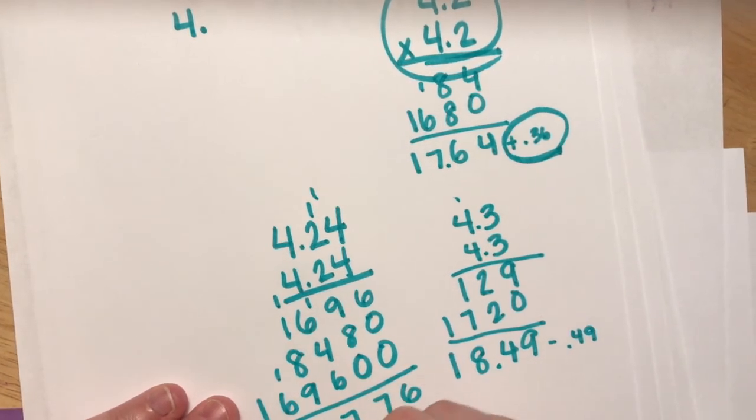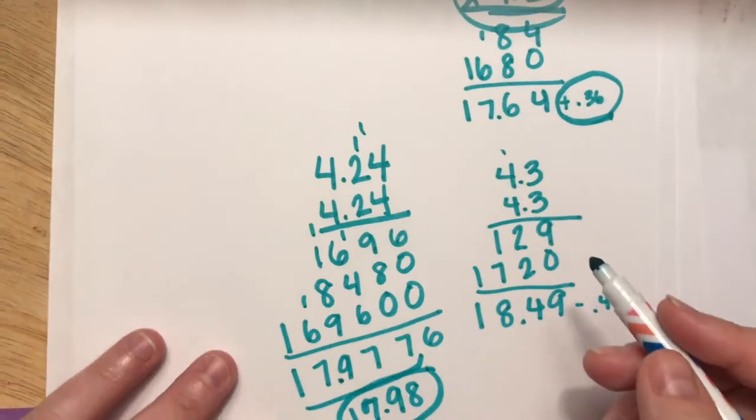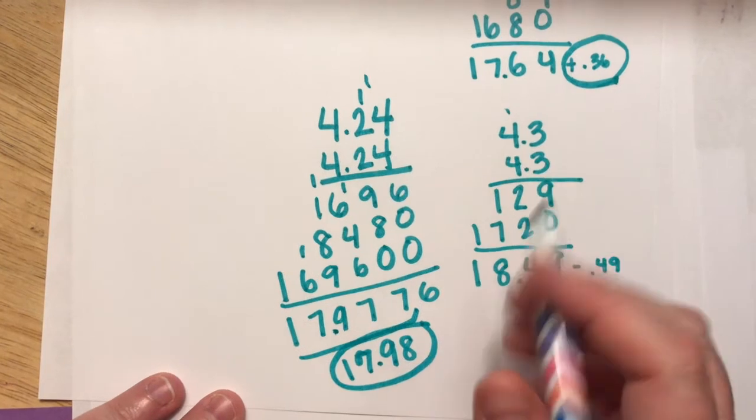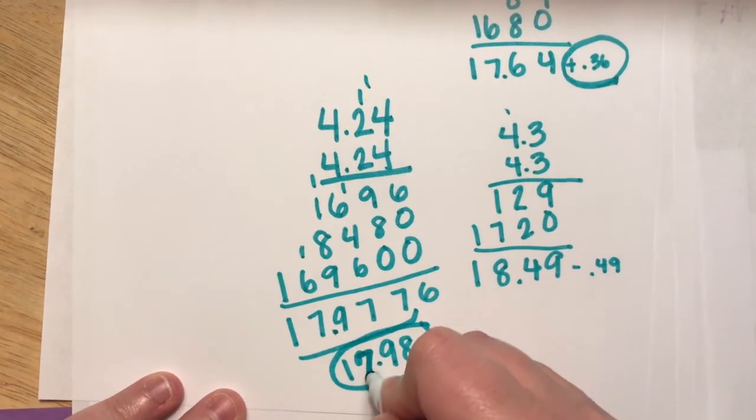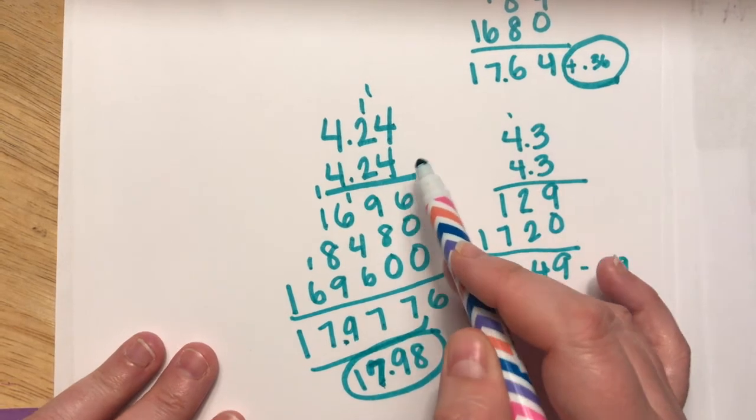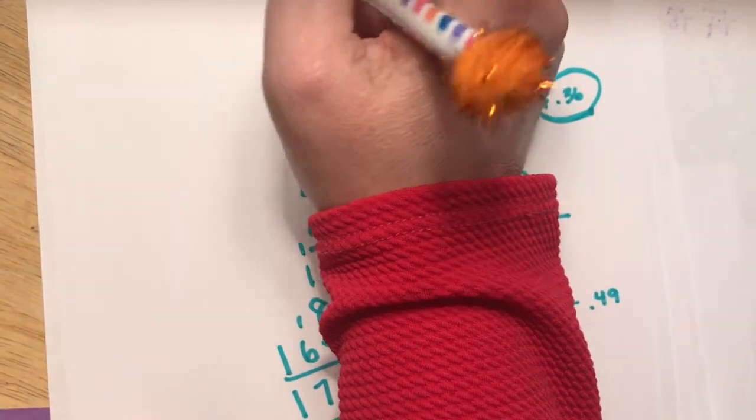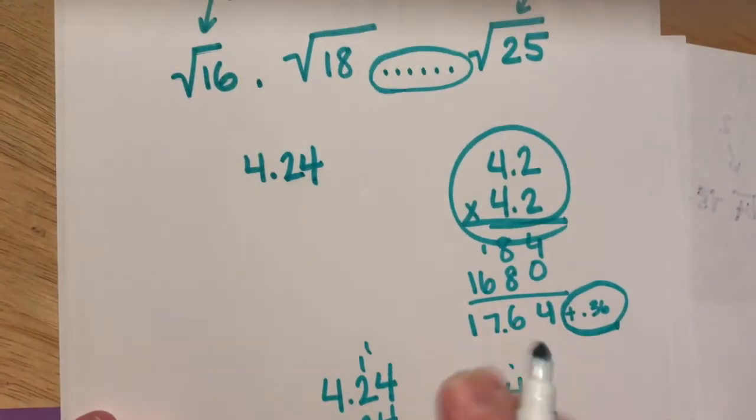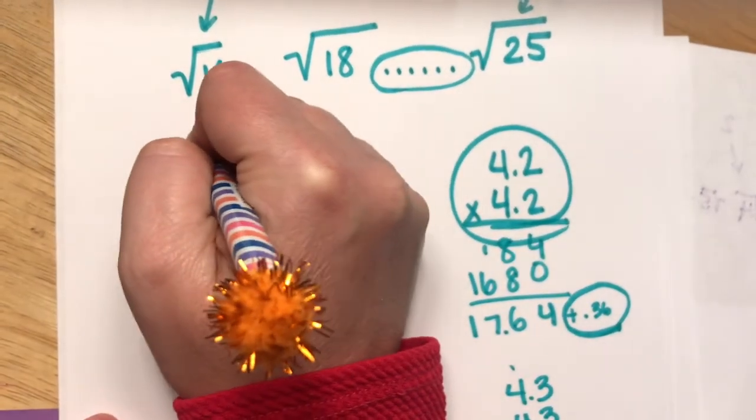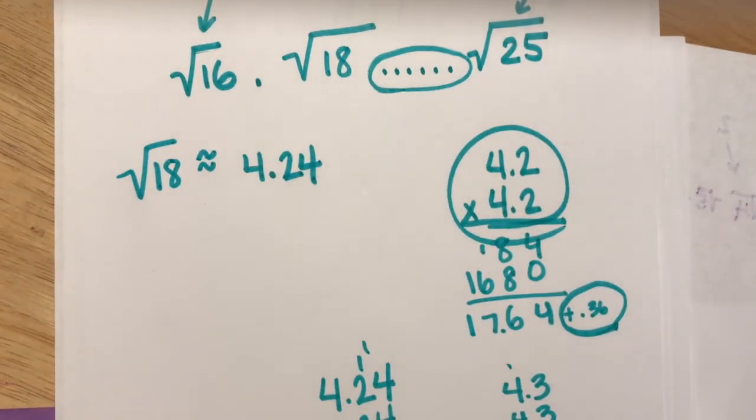And look at that. 17.97 or 17.98 if I would round it. And again, I'm 2 hundredths away from it. So if I was going to estimate this, I just had a lucky guess here, then I would estimate this to be about 4 and 24 hundredths. So the square root of 18 is about 4 and 24 hundredths.